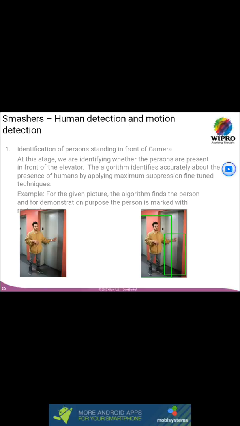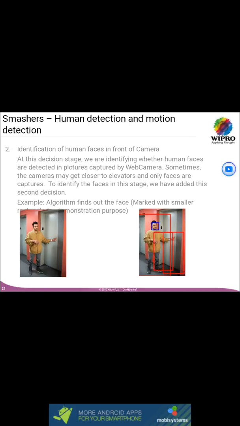The first part is the identification of a person standing in front of the camera. At this stage, we are identifying whether the person is present in front of the elevator or not. Here, our algorithm identifies the presence of a human accurately by applying fine-tuned non-maximum suppression techniques. For example, if you see the picture, the algorithm finds the person, and for demonstration purposes, the person is marked with square boxes.